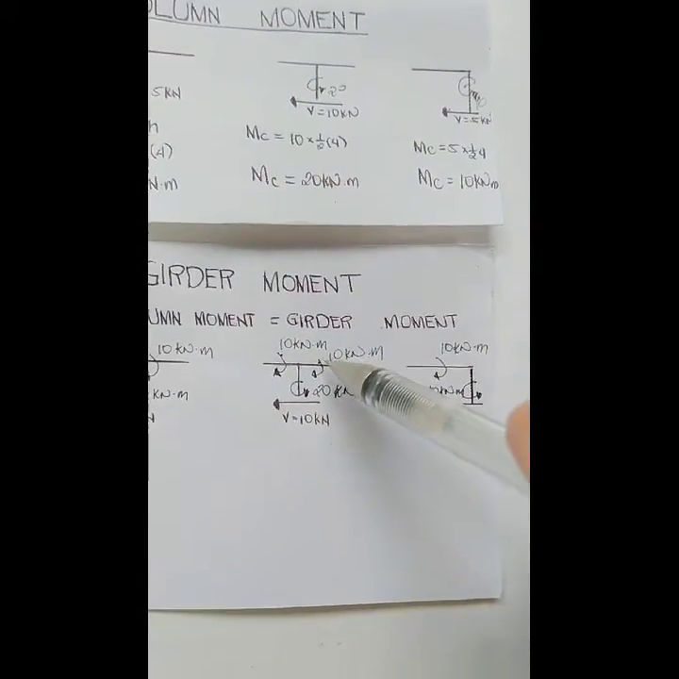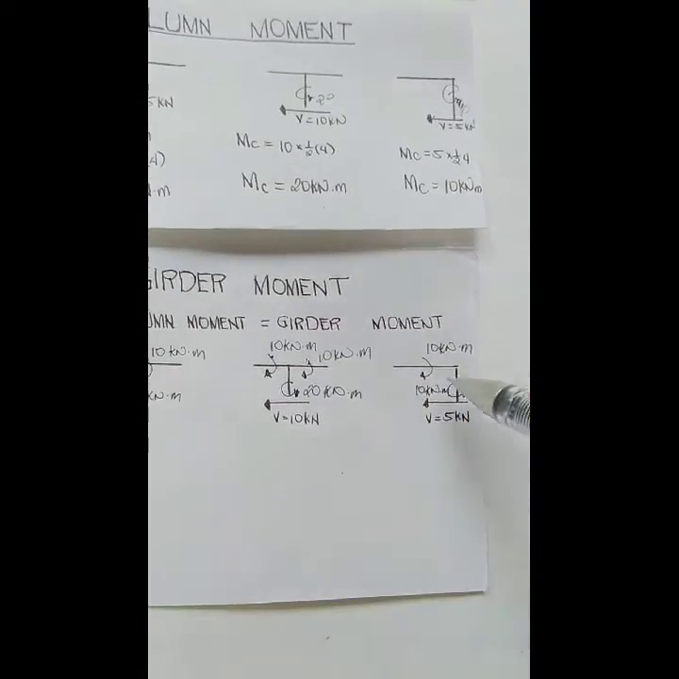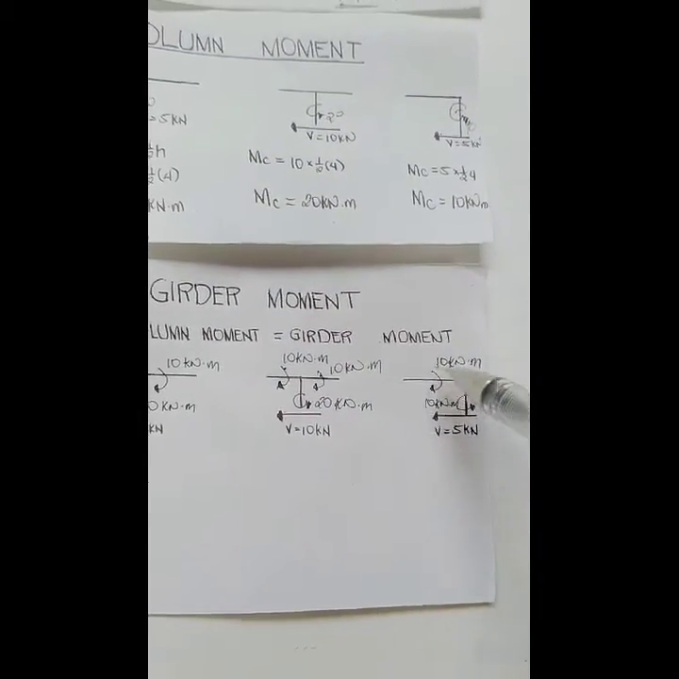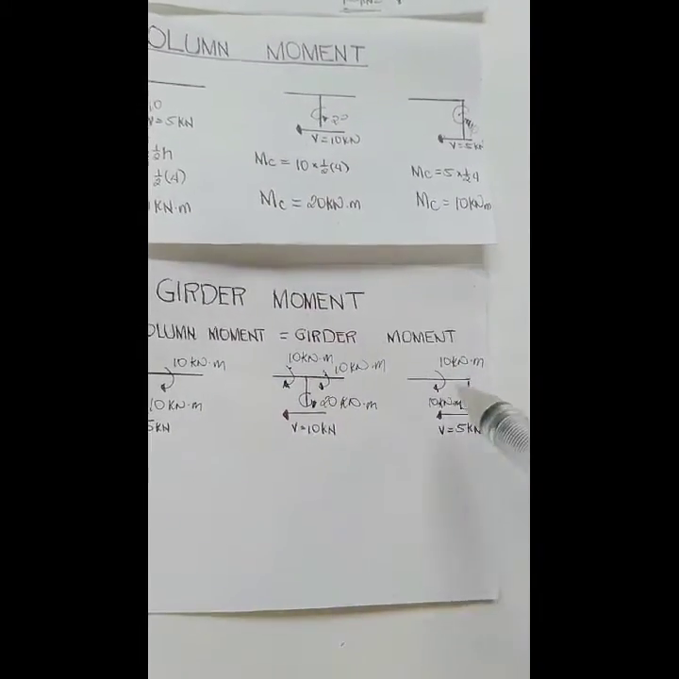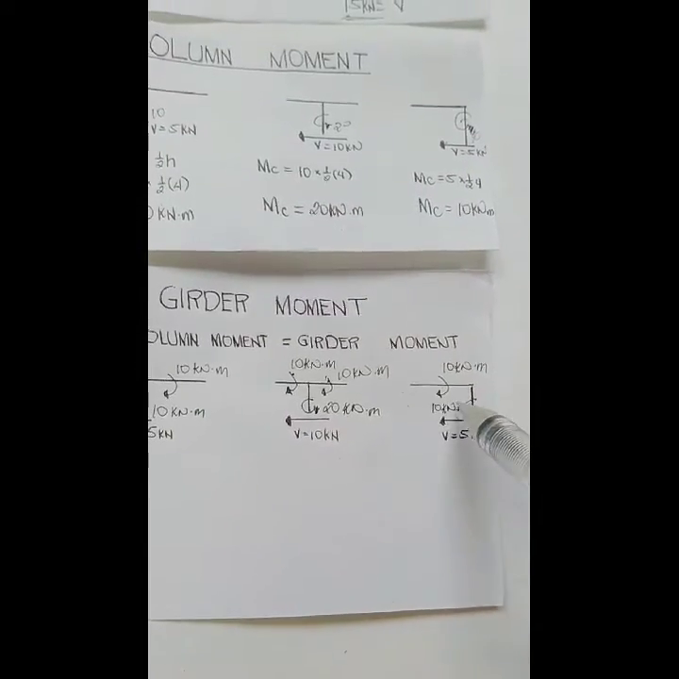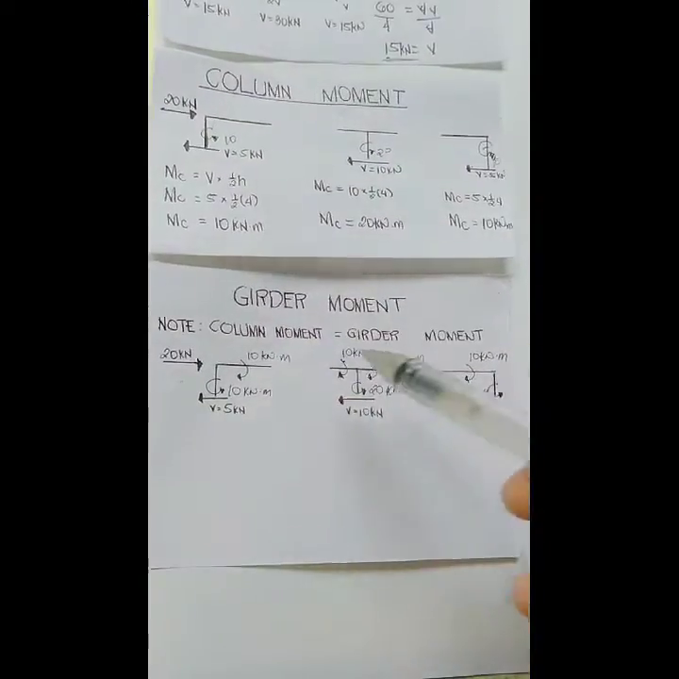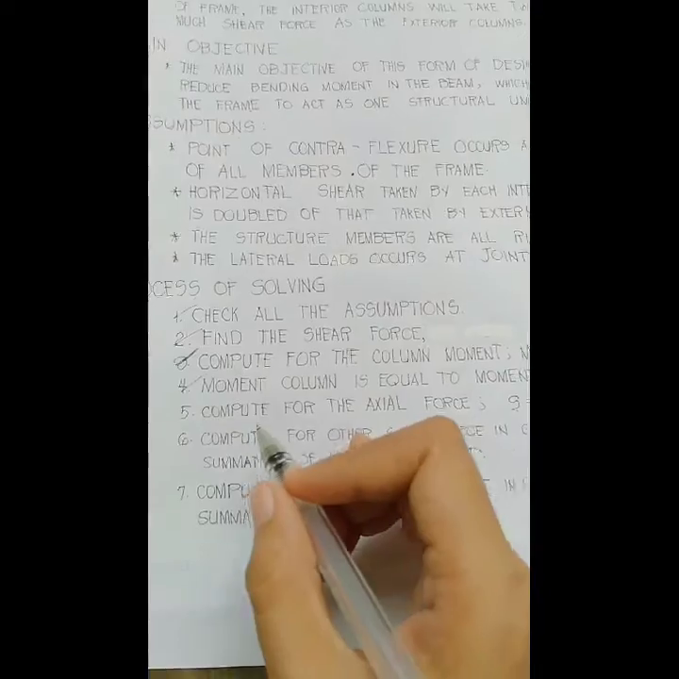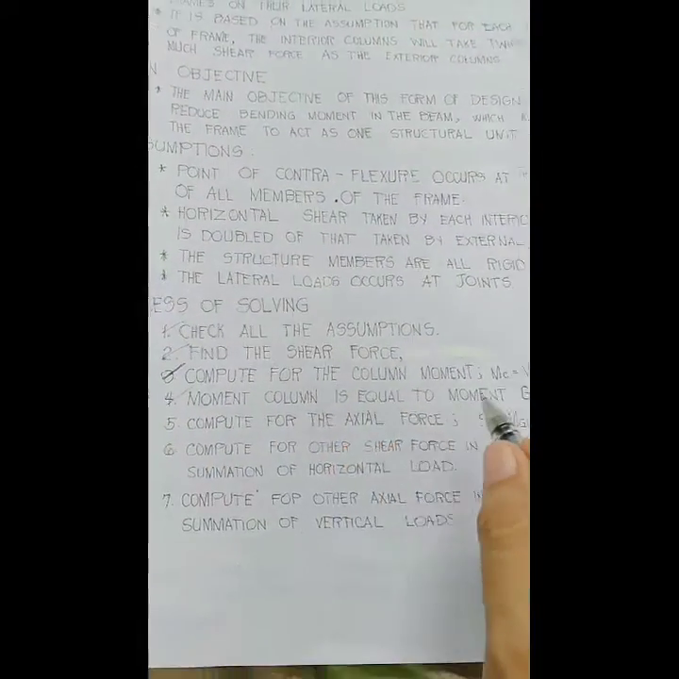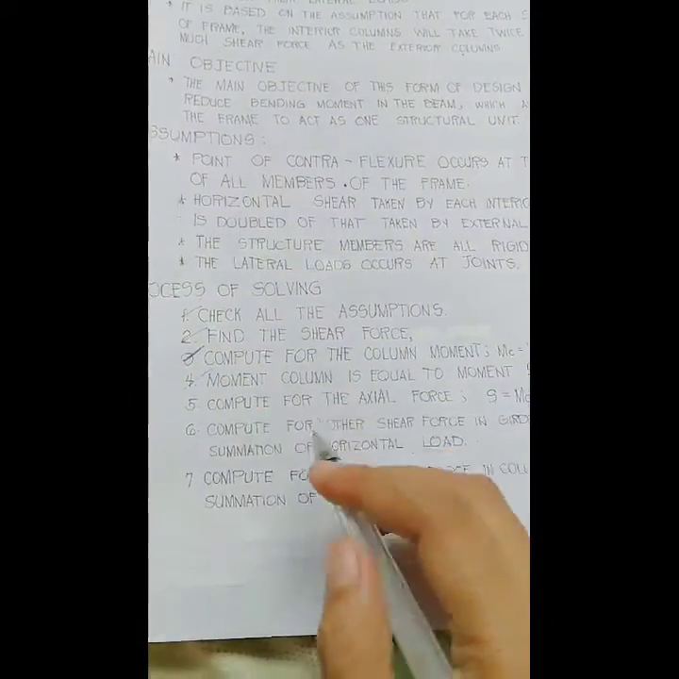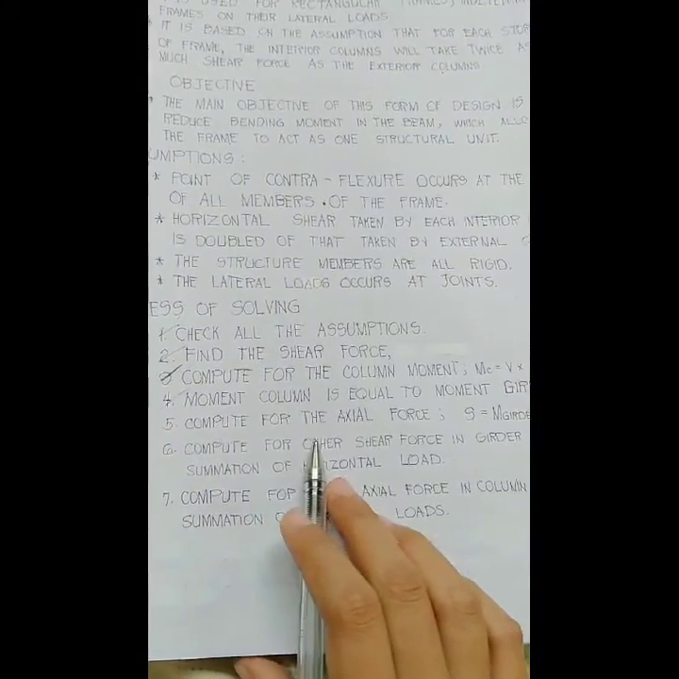And then, yung load na ito, yung moment dito, itatransfer siya dito, which is, nag-equal naman siya dito. So, makikita dito sa part na to na equilibrium siya. E di, ayos tayo dito. The next one is, check din tayo dito for moment column is equal to moment girder. Check tayo dito. Followed by compute for all the axial forces.